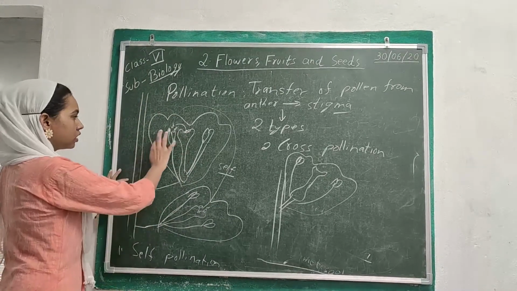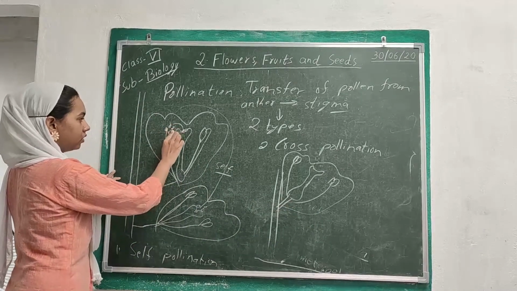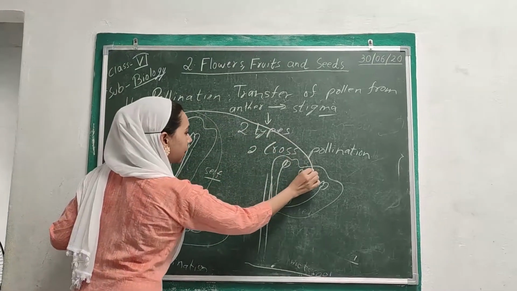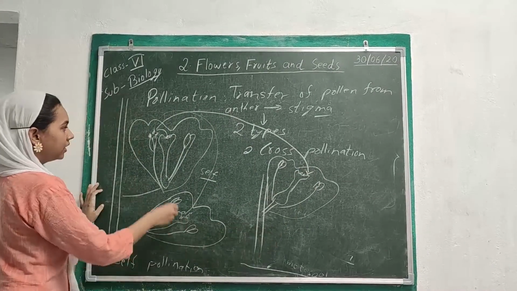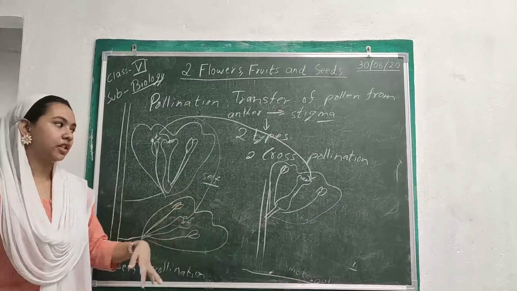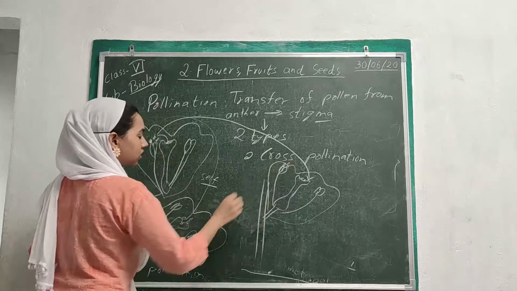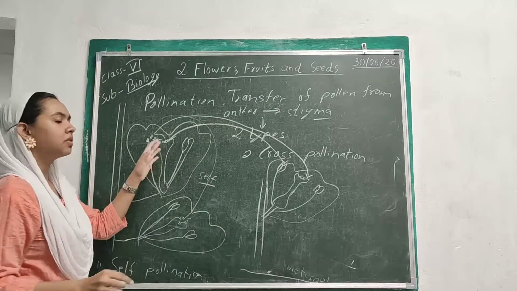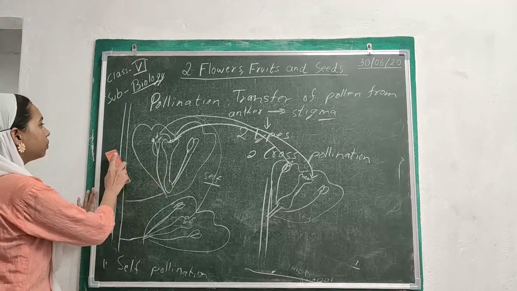Now, suppose this is one marigold plant, this is the other one. If the pollen from this marigold flower of one plant gets transferred to the stigma of another marigold flower of another plant, then this is known as cross-pollination. That means you need more than one plant here. It cannot happen here. Again, similarly here, the pollen grains will get transferred to the stigma of another plant. So this is known as cross-pollination. So this was all about pollination.